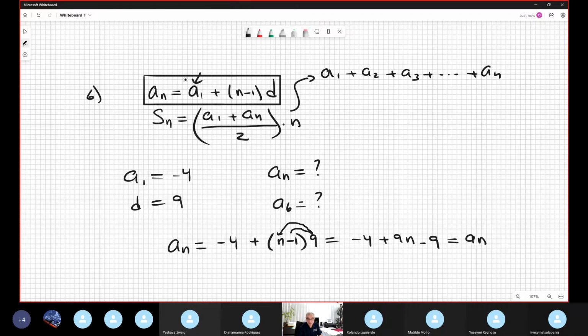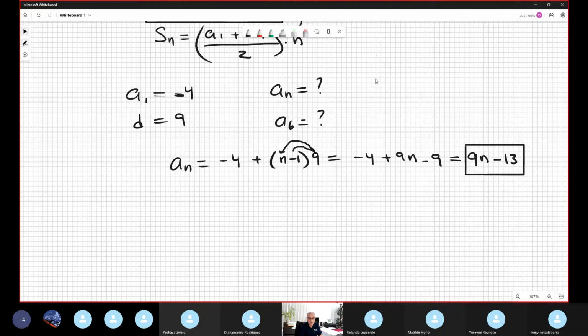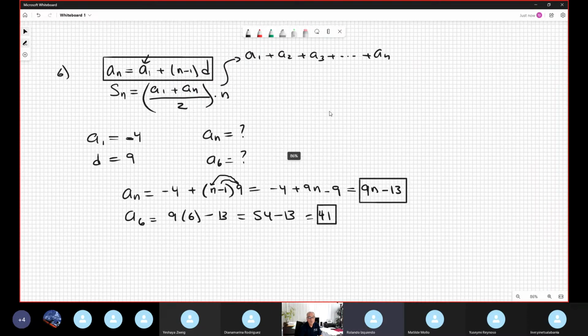Okay, and this represents the formula for this particular example, in which the first term is -4 and the sequence is moving 9 by 9. You can compute any value. So you want to compute the value in position 6. Well, it's easy, plugging in: 9 times 6 minus 13. This is 54, minus 13 is 41. Boom. Done. Super clear? Yes.